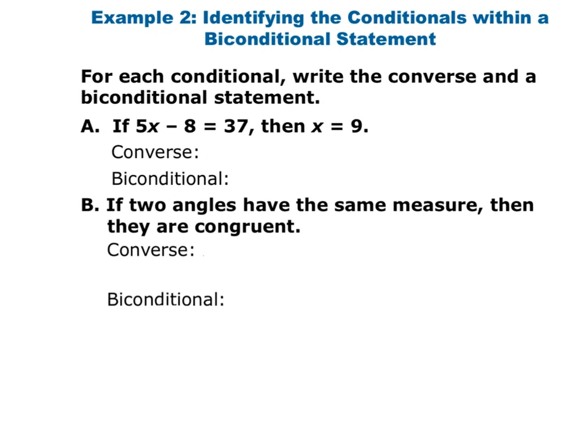So for each conditional, write the converse and biconditional statement. If 5x minus 8 is equal to 37, then x is equal to 9. So we have our P and our Q.